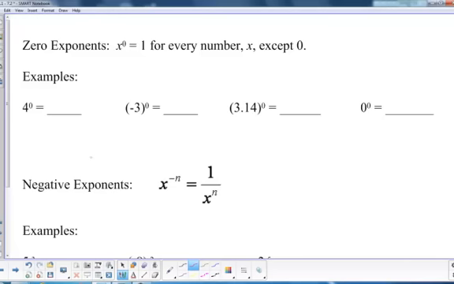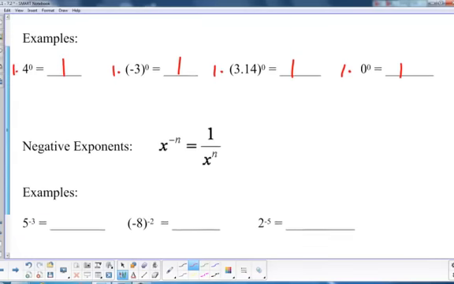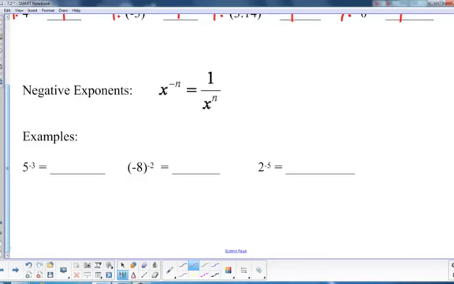So anything to the 0 power is 1, no matter what it is. Basically it means there's none of them, but we can do 1 times and nothing changes. And that's how we're getting that 1. And then the rule for negative exponents is basically you can move it to the opposite side of the fraction and it becomes positive. So 5 to the -3 is 1 over 5 cubed, which is 1 over 125. That's the one we did on the first page.